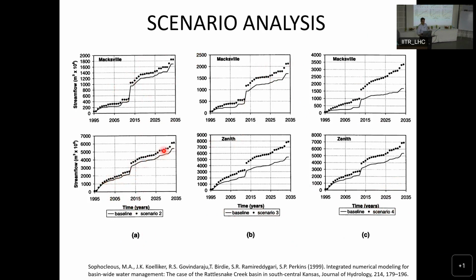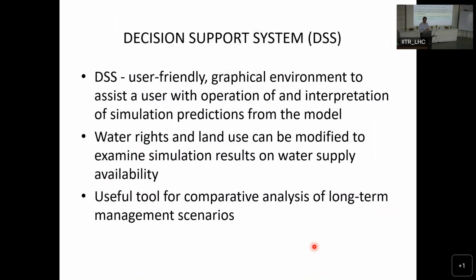But if you do implement the scenario, what is the gain that you are seeing in time over stream flows? So how much are the stream flows recovering? What benefits are we seeing? So this is also useful information. Now, this model, when it was done, became a very highly complicated model. It required a PhD student and a half to run it. It required a huge computer.